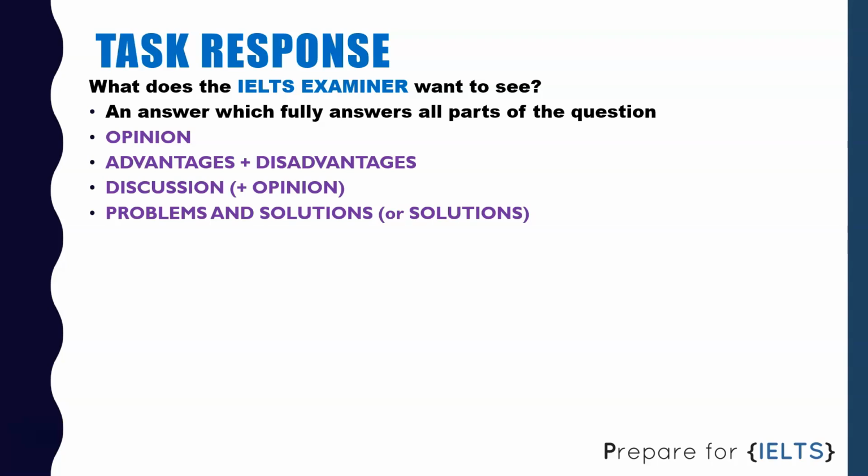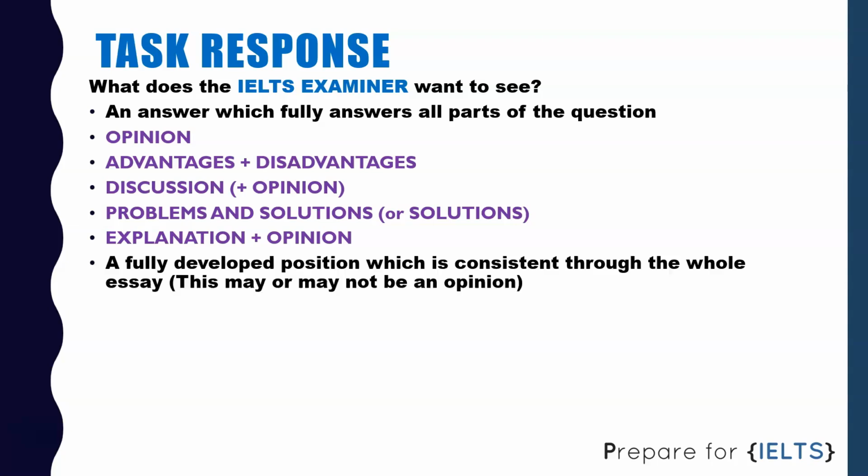If it's problems and solutions, they would like you to put forward a range of problems or causes, and they'd like you to put forward several solutions, probably explaining both the problems and solutions in as much detail as possible. And in the explanation plus opinion question, they want you to explain the situation well and to put forward your position. What do you think? And support all of your ideas.